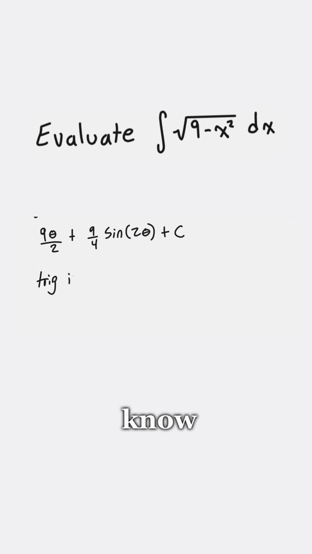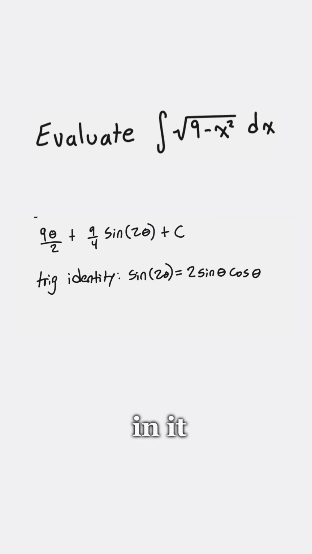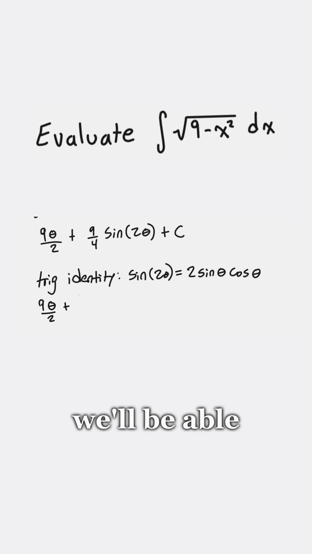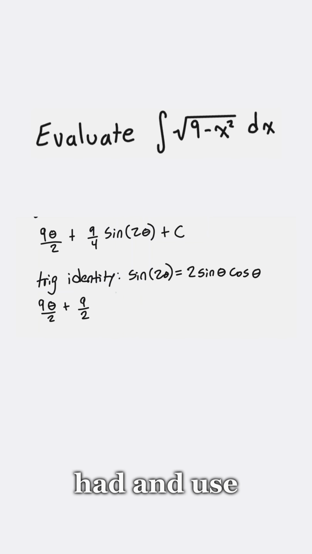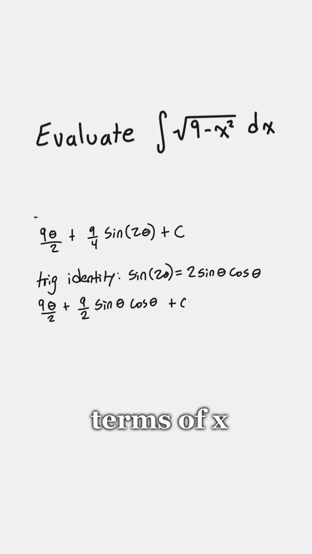Now, we don't know what we can do to sub out our sine 2 theta, so what we have to do first is get an equation that just has theta in it. Once we have that, then we'll be able to go back to that original setup that we had and use that to get everything back in terms of x.